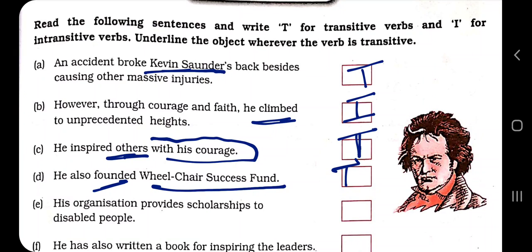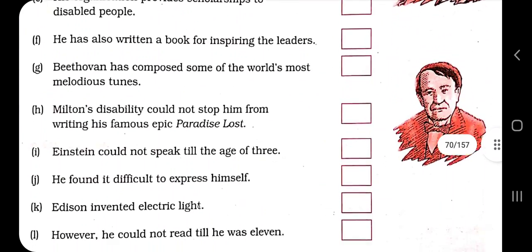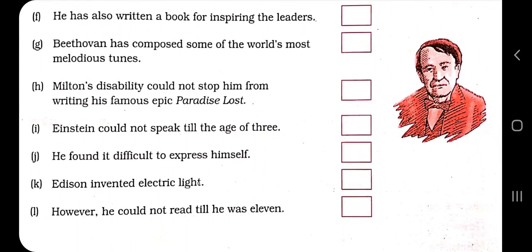His organization provides scholarships to disabled people. Provides, this is verb and this is object, and this is object complement, and so this is transitive. He has also written a book. Now written, this is verb and this is object, a book, so this is transitive. This is object, this is verb, so this is transitive.